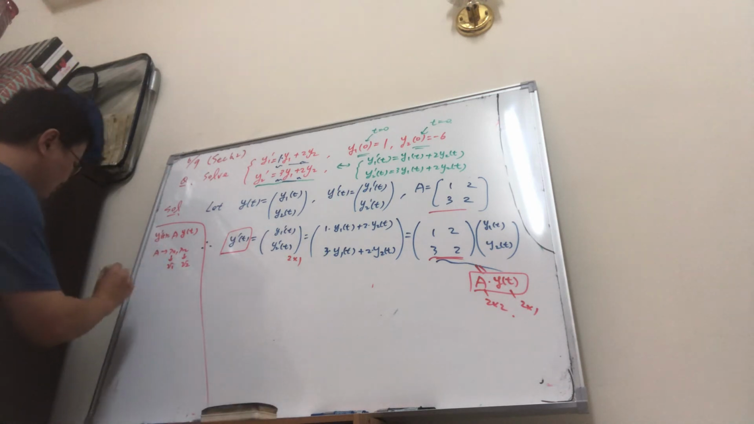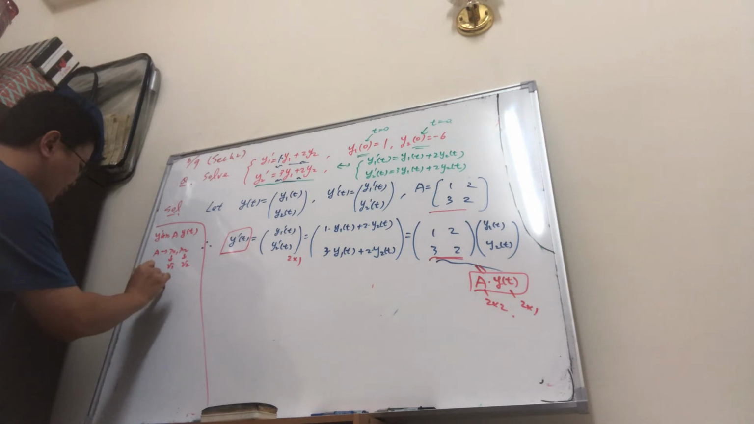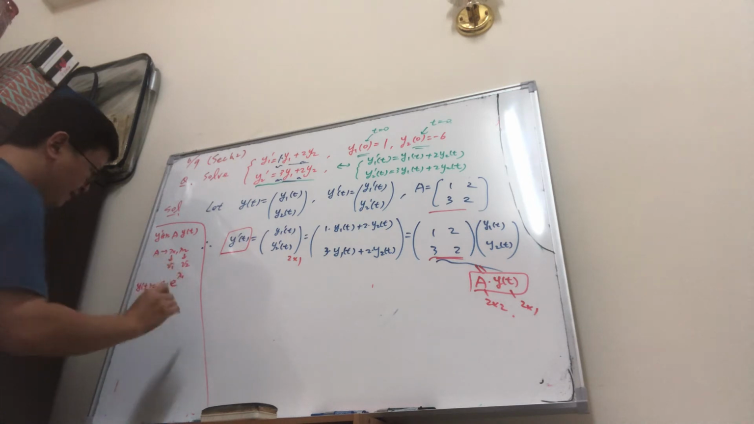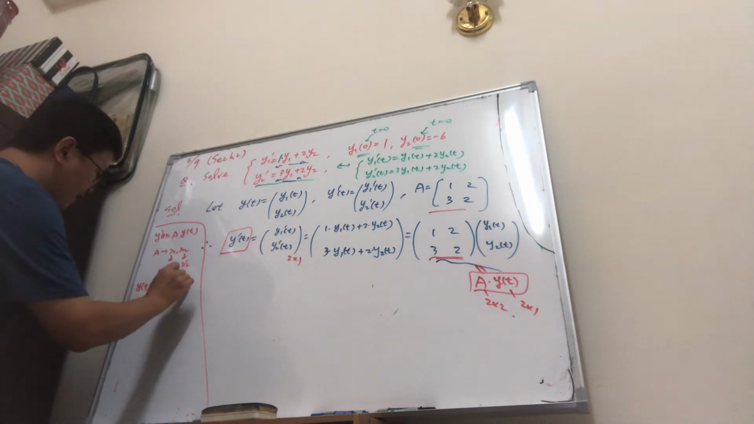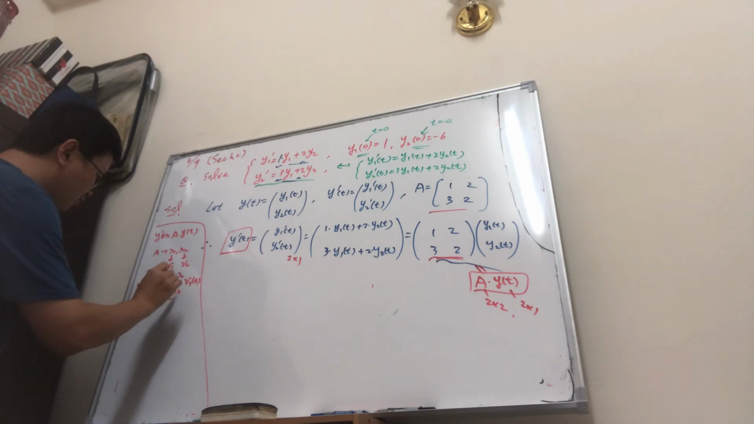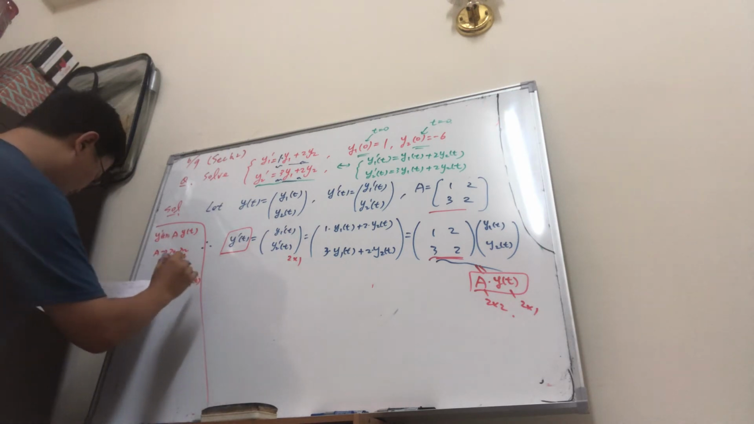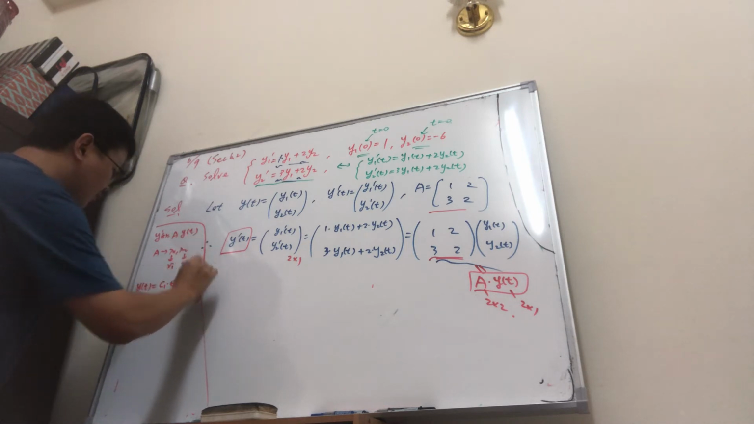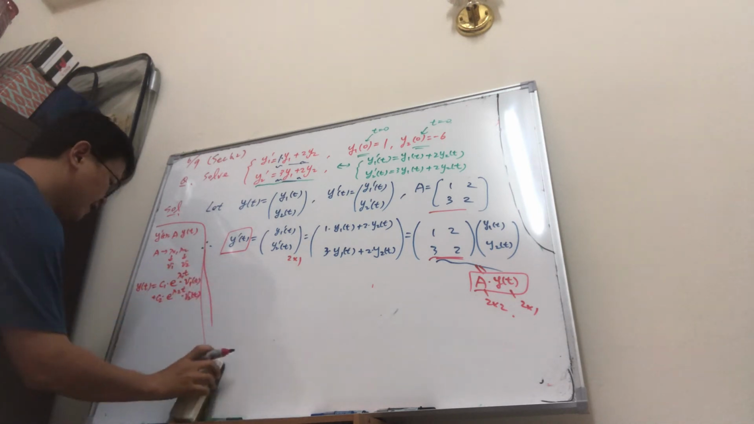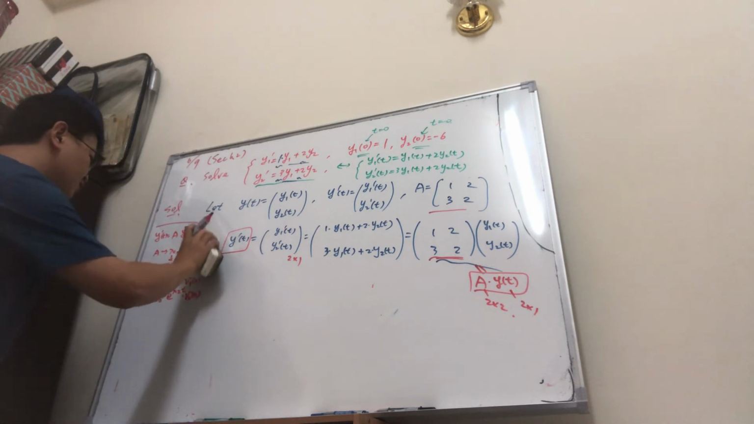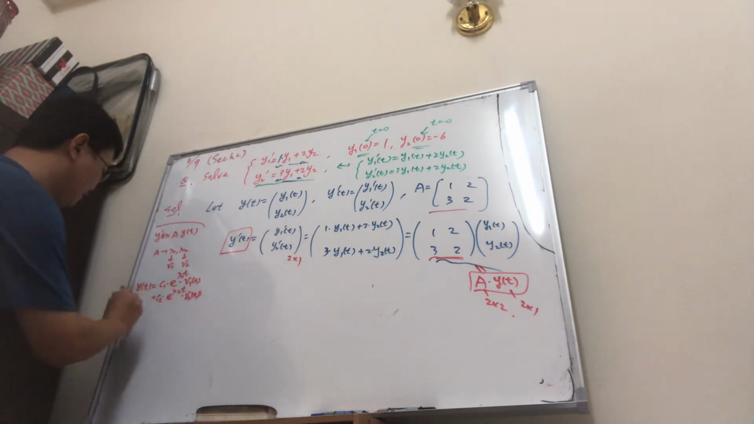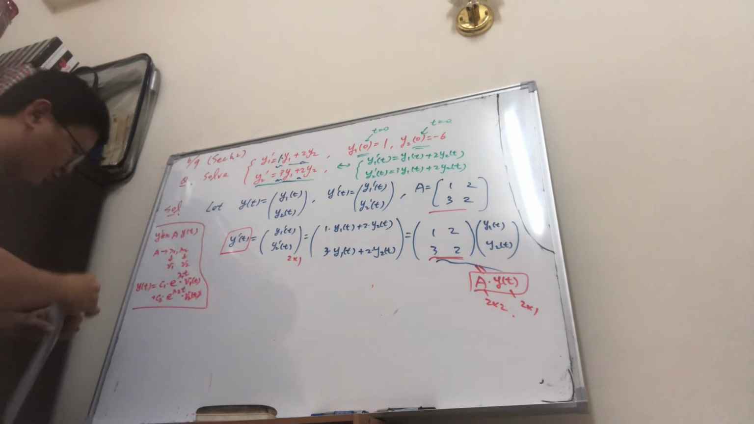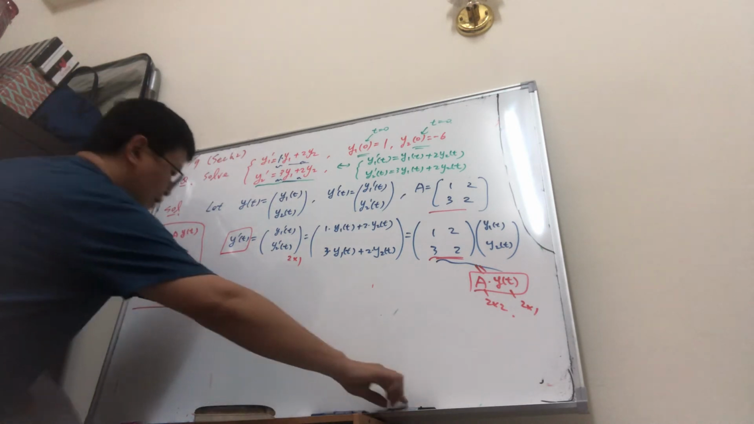For its general solution, y is equal to C1 times exponential of lambda 1 t times v1, plus C2 times exponential of lambda 2 t times v2. This is the general solution, and you should know that we have this result.